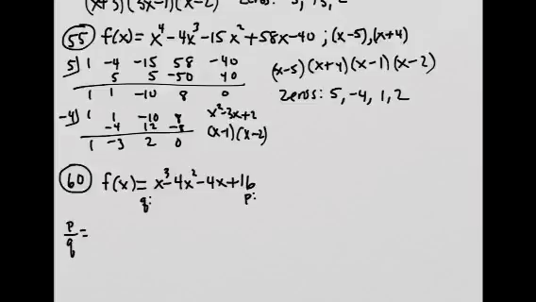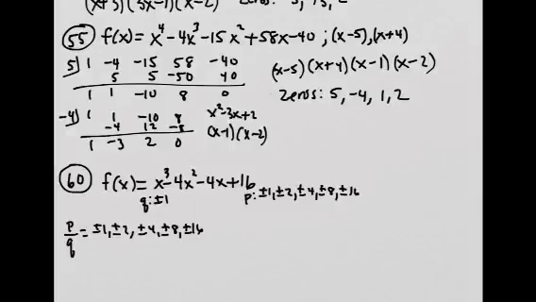Those are the factors of the constant, so plus or minus 1, plus or minus 2, plus or minus 4, plus or minus 8, and plus or minus 16. For 1, the leading coefficient is just plus or minus 1. So the P over Q is basically just the list of the P factors: plus or minus 1, plus or minus 2, plus or minus 4, plus or minus 8, plus or minus 16. So remember, this means that of all the numbers on the number line, from negative infinity to infinity, these are the only 10 numbers that could possibly be rational zeros for this polynomial.